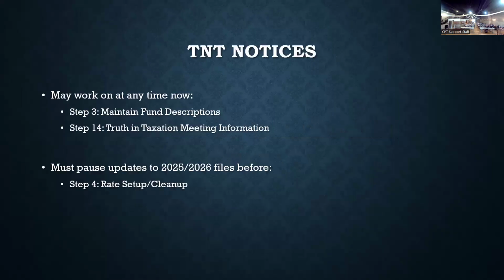So when you're looking at your TNT sequence, just a note, you can do steps 3 and 14 at any point now. You don't have to wait till you get to that point in the sequence. You can go add your fund descriptions if you know they're there at any point, and you can go put in your tax and through the taxation meeting information as soon as you know it. You don't have to wait until October when you're ready to clear your rates out to do those 2 steps. Just keep in mind that when you hit step 4, where you're going to clear out your rates and pull it in from your assessors, that's where you have to pause changing any of your values, anything that's going to affect those TNTs, until we get the TNTs out the door. That's the point where we pause.